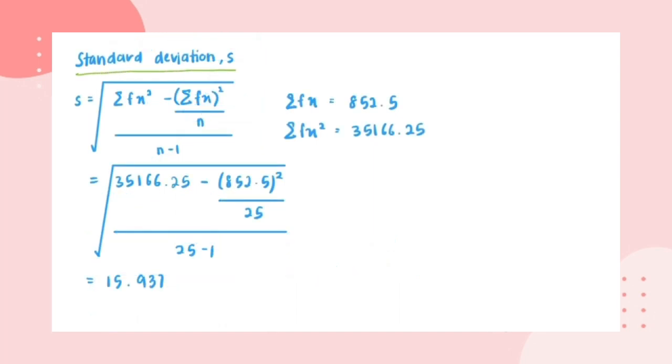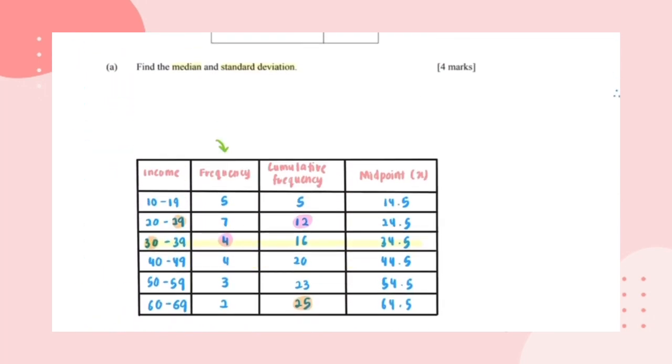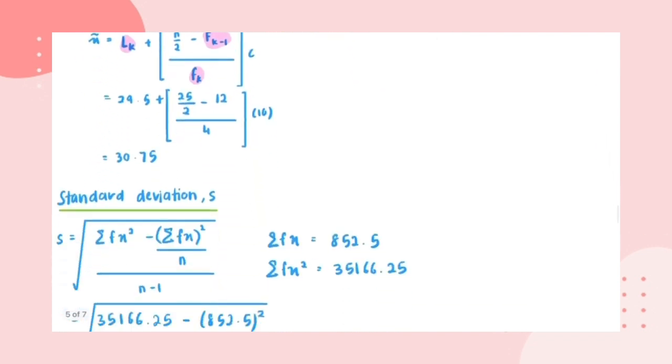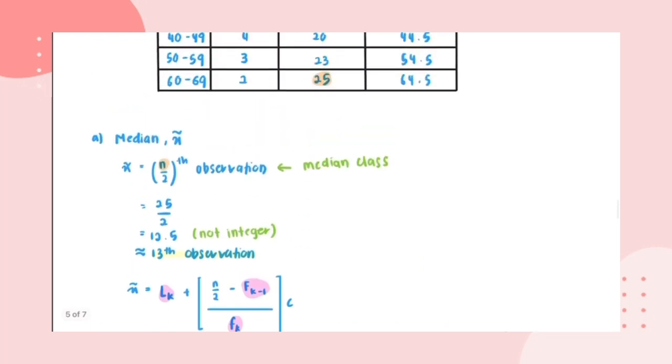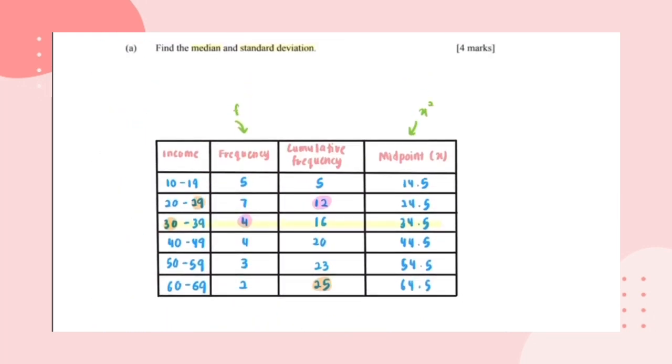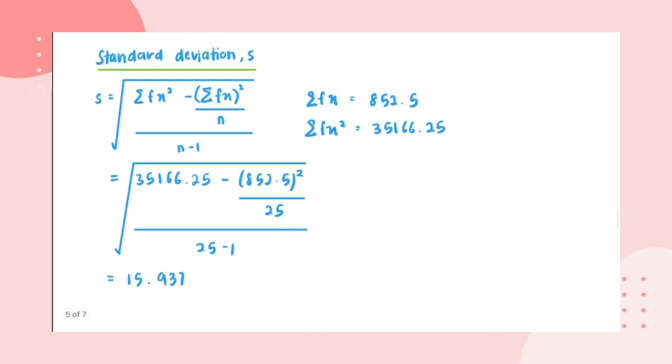Next, let's find the standard deviation. So we need to use the standard deviation formula. To get the summation of fx, we need to multiply frequency and midpoint one by one and then sum up all of the values that we get. The same goes for the summation of fx squared, but the difference is we need to square the midpoint first. Then substitute the values into the formula. Summation of fx is 852.5 and summation of fx squared is 35,166.25.